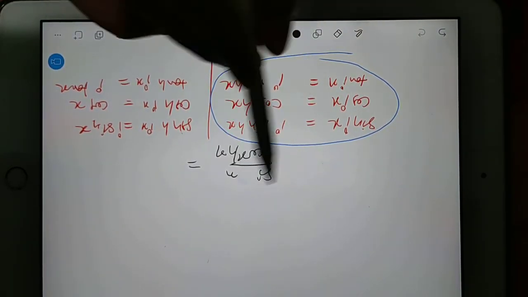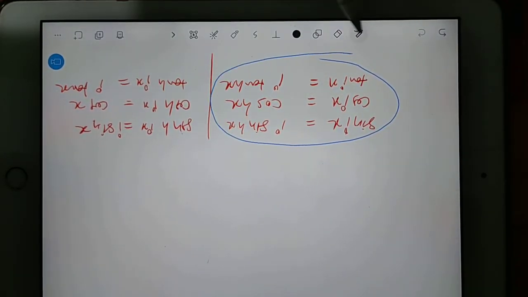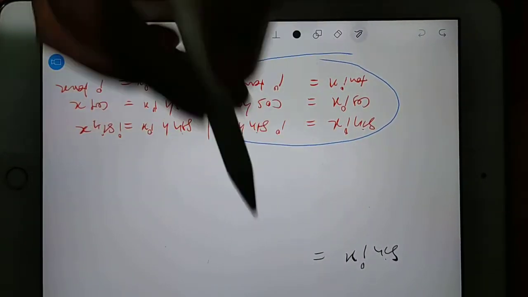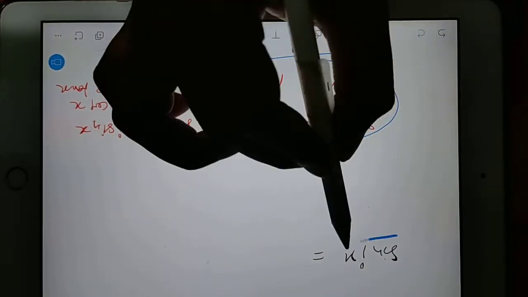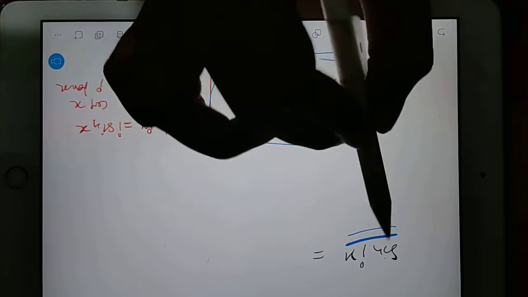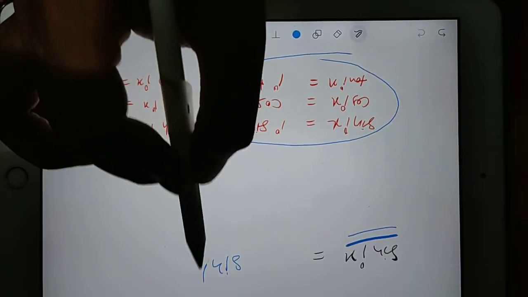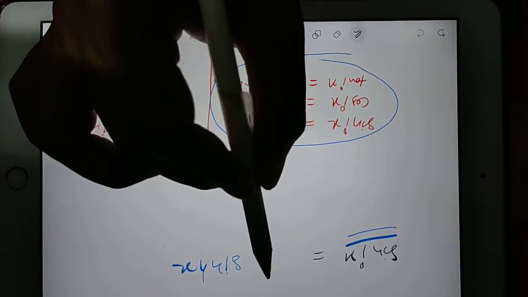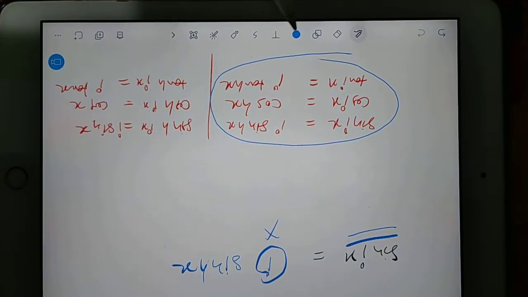Suppose, just a minute, I am erasing this. Suppose I want to know the sin ix formula. One thing is sure, that you want to convert your circular function into a hyperbolic function. It means you want to convert into hx. The only question is, will i come here or not? Only one confusion is there.